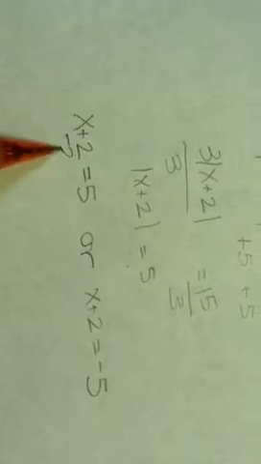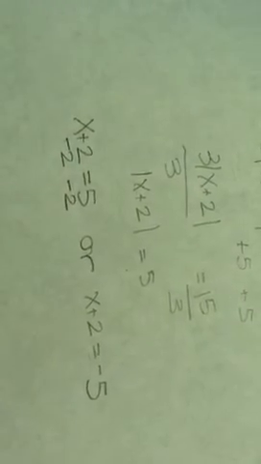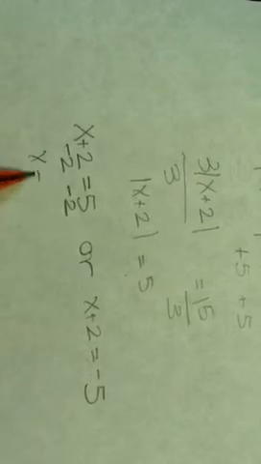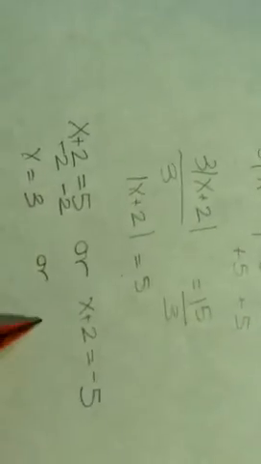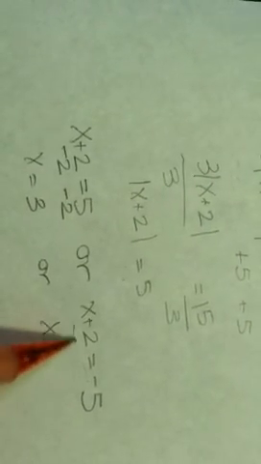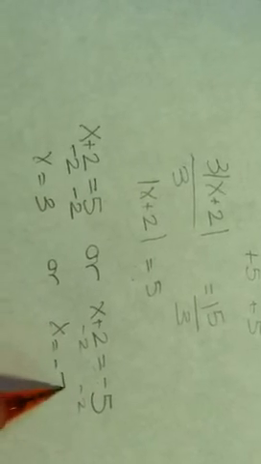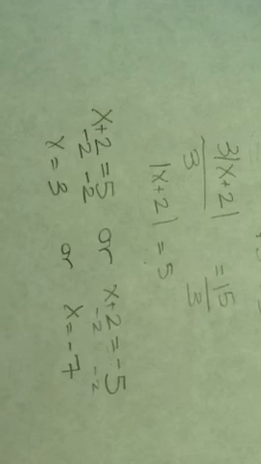And then we solve just as we have been for the rest of the semester. And so x equals 3 or x equals negative 7. And that's how you solve an absolute value equation.